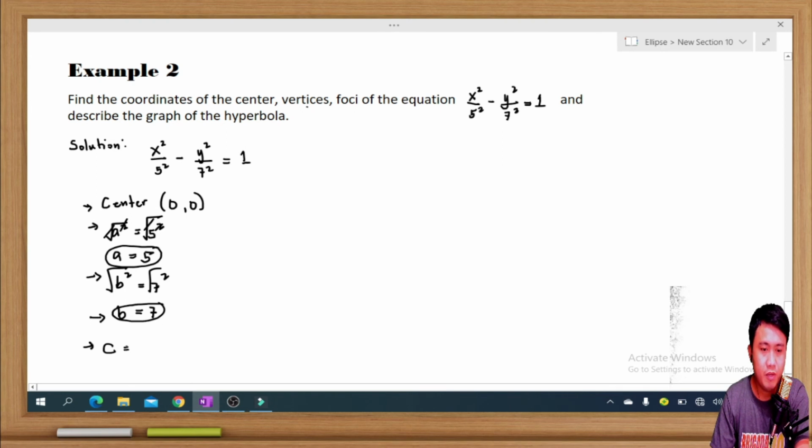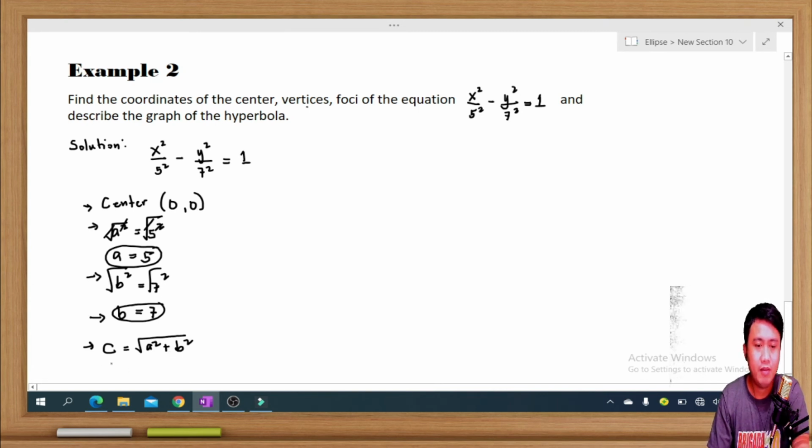Sa module ninyo, mayroon tayong formula for C. Diba last time, ang C natin para sa ellipse ay A squared minus B squared, diba? This time, hindi po minus. Plus po ang ating operation sa gitna. So, that's A squared plus B squared.